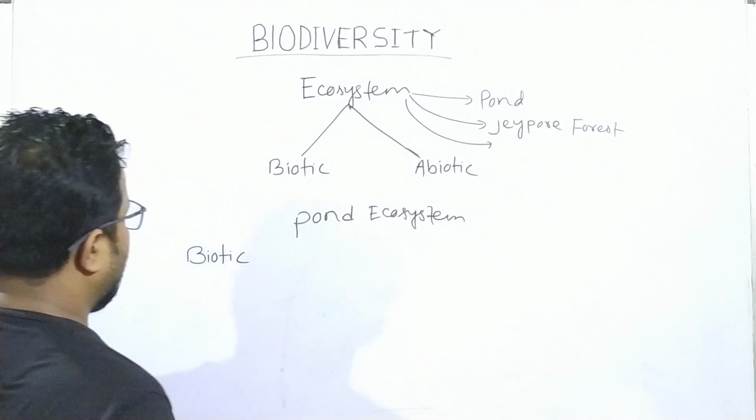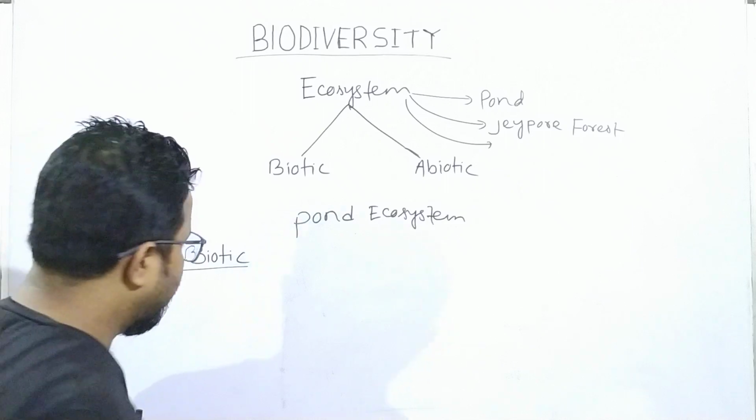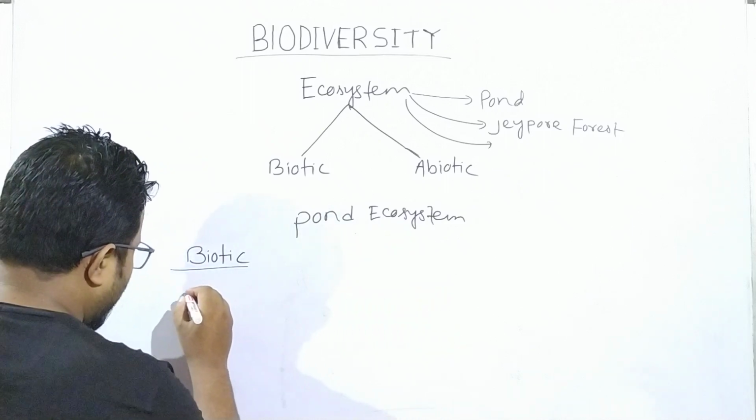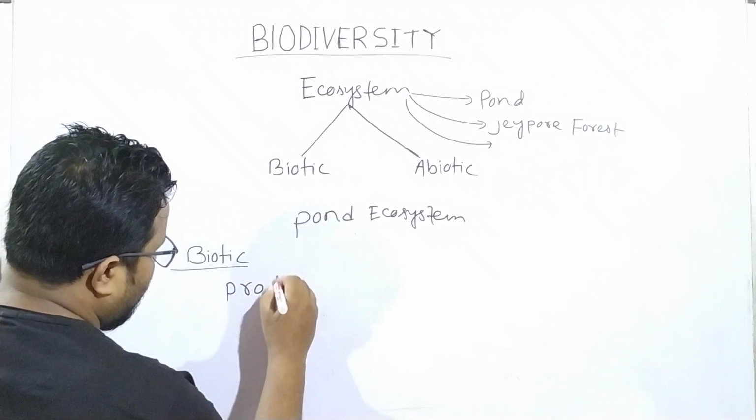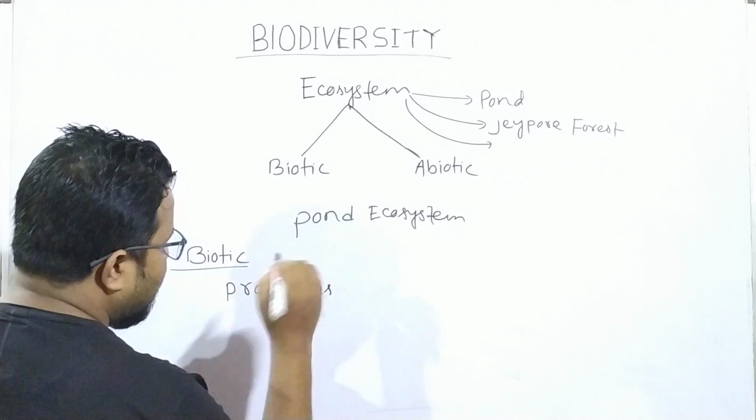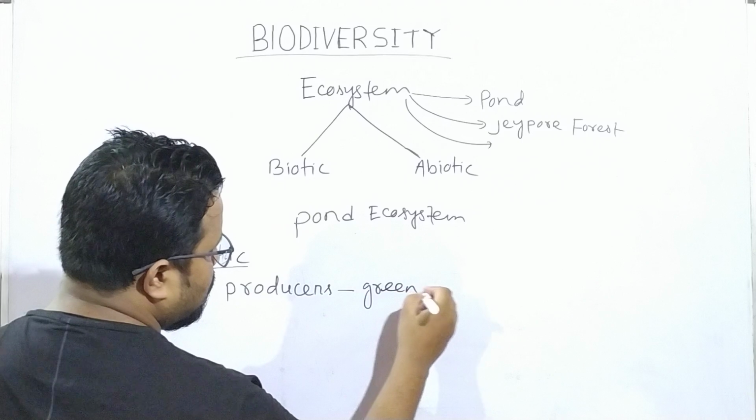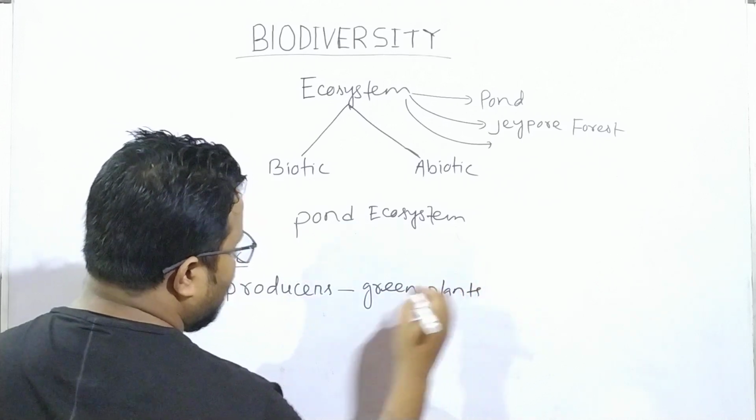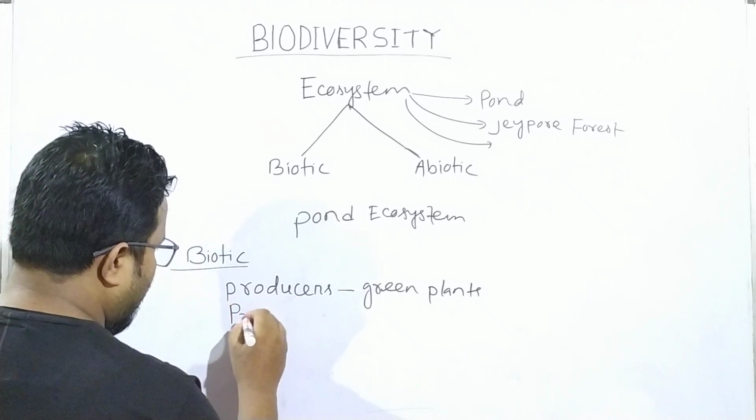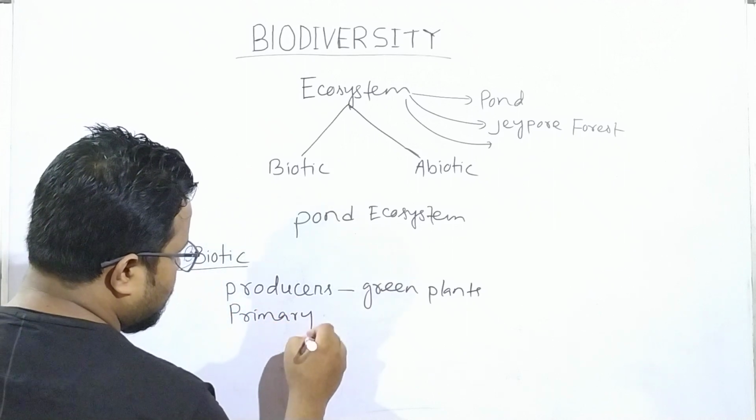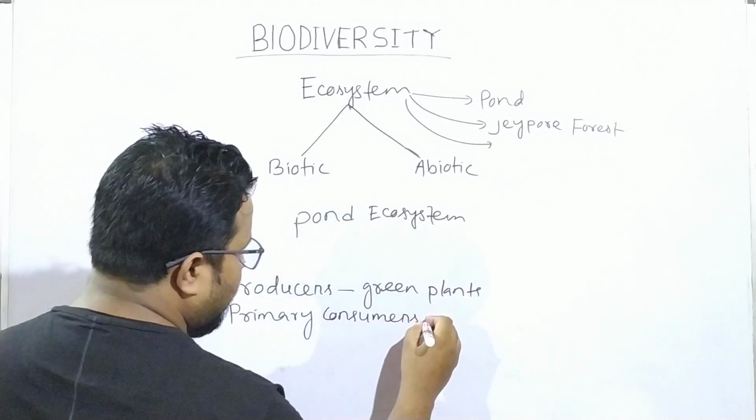Now, in the pond, what do we have? We have producers. In the pond, we have producers in the form of green plants. Then we have primary consumers.